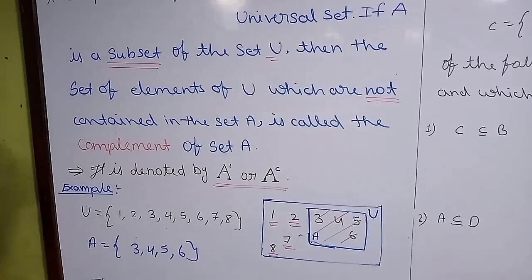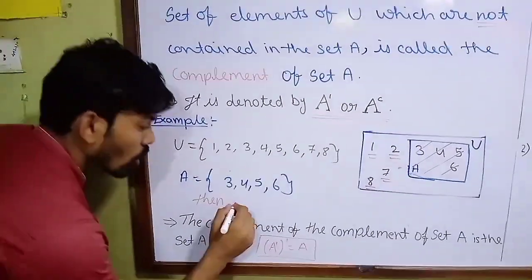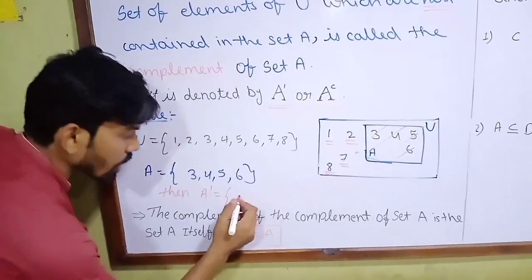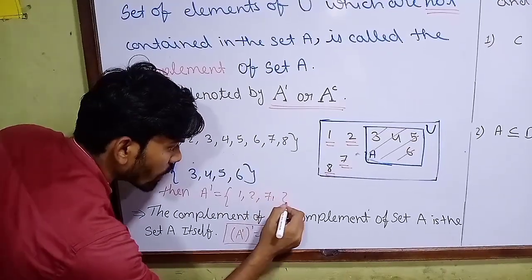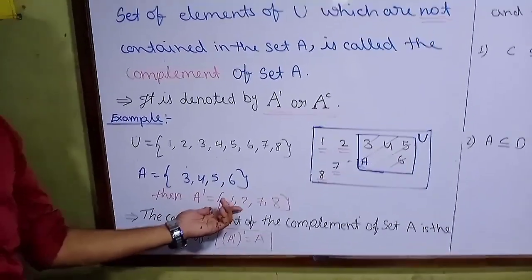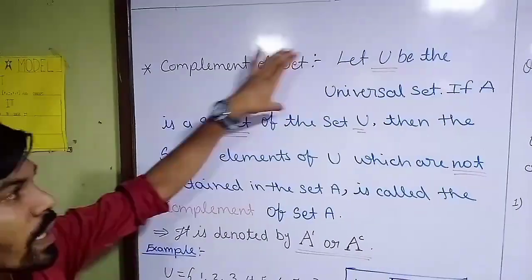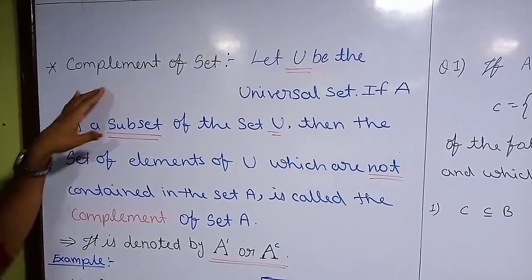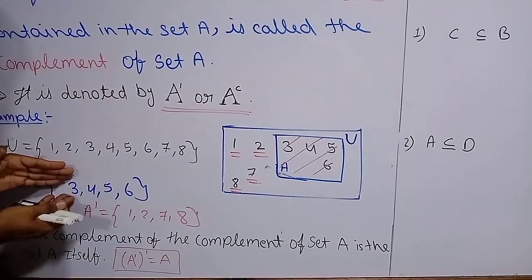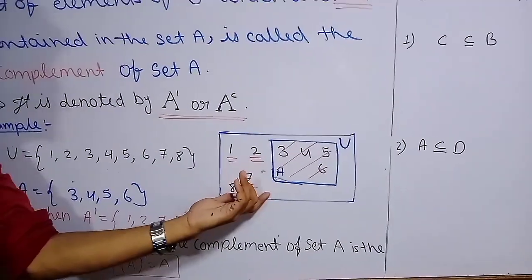So we can say that the complement of set A is equal to {1, 2, 7, 8}. This way we can say these are the complement of the set A. Got it? Once again, if we are taking U as a universal set and A is a subset, A is a subset means all the elements of the set A are already included in the set U. So it is a subset, and the elements of set U which are not contained in the set A are called the complement.